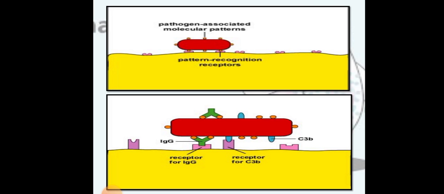Here in this figure we can observe the pattern recognition receptors present on the surface of the phagocytic cells. This yellow region is the surface of the phagocytic cell, and the red colored bacterial cell is attached to the pattern recognition receptor present on the surface of the phagocytic cell. The second one is the receptor for IgG, the immunoglobulin molecule. For the Fc region of the IgG antibodies attached to the bacterial cell, the receptors are present on the surface of the phagocytic cells. This is the process of opsonization.